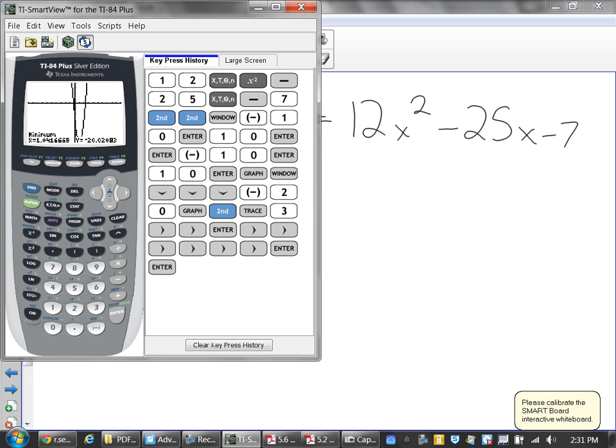Now, if you factored that, it's going to be a real crummy factor, which means it's going to give you crummy zeros. That's all it is.